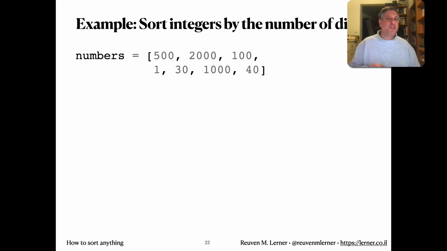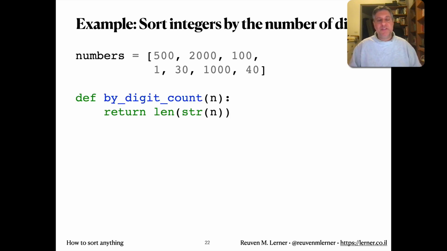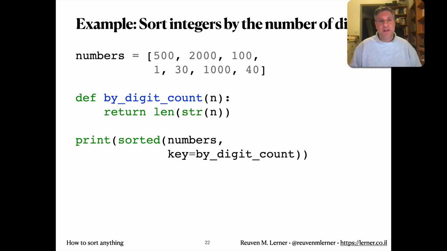So how about we sort integers by the number of digits? Here my numbers list is 500, 2100, 130, 1040. And I'm going to now say def by_digit_count of n. So return the len of str(n). So I'm going to turn the number into a string, and then get its length, and return that length. So what happens when I now say print sorted of numbers, key equals by_digit_count? And I should add, by the way, this is my own personal convention that I name my key functions by_something, so it's obvious what they're doing.